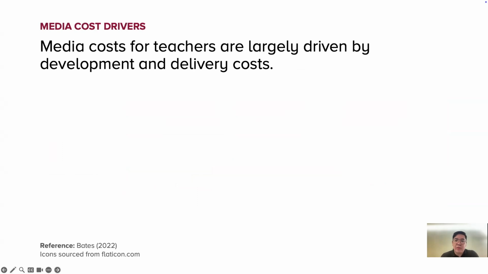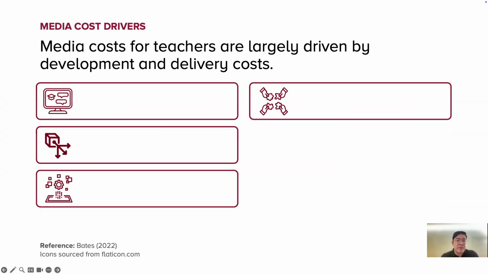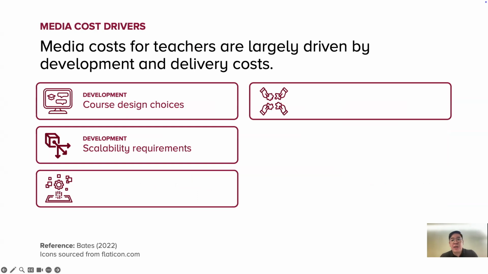Of these cost categories, development and delivery costs are key drivers. Development costs depend on design choices, scalability needs, teacher experience with media, and the presence of development teams. A simpler design is less costly. For example, talking head videos and video recordings of lectures are cheaper than studio-produced videos. High-quality videos are feasible if they are scalable. That is why we see well-produced videos in massive open online courses. The high costs are spread across a large number of students so that the cost per student is considerably low.